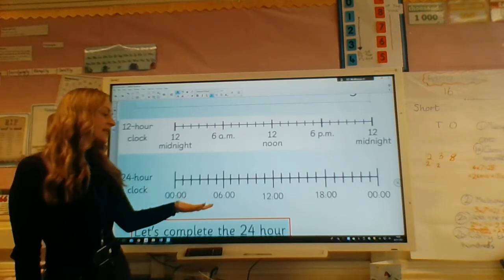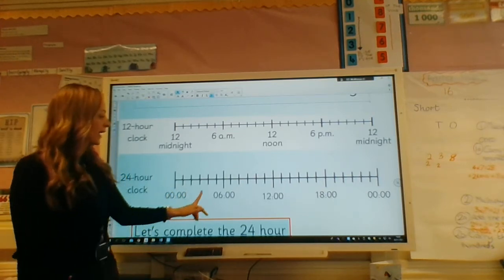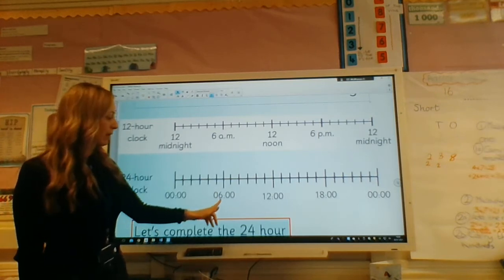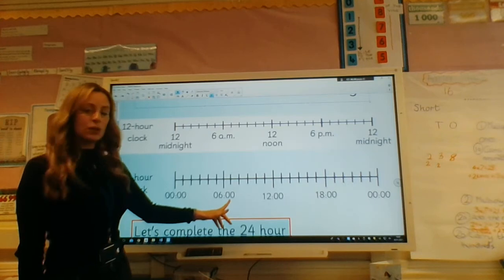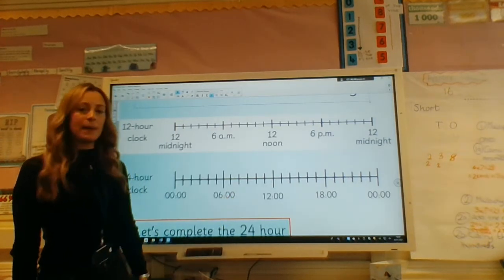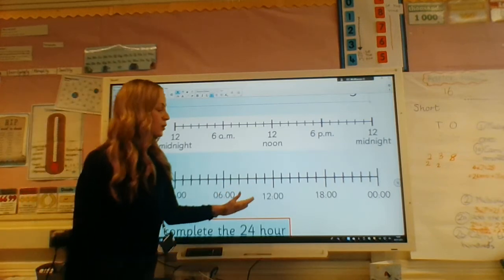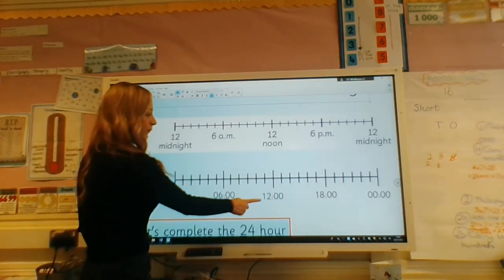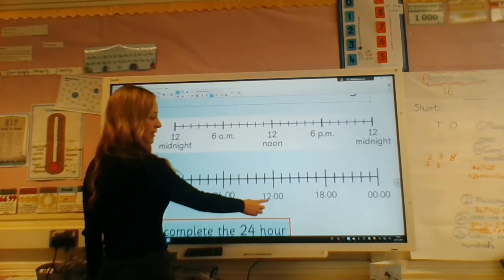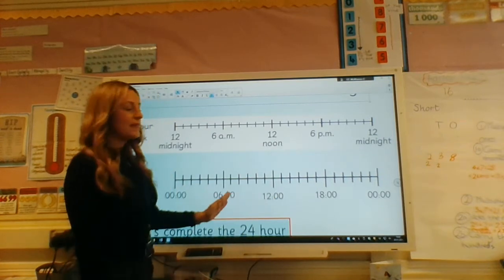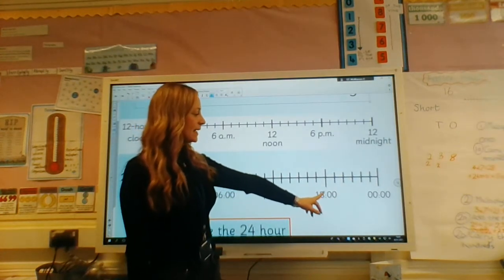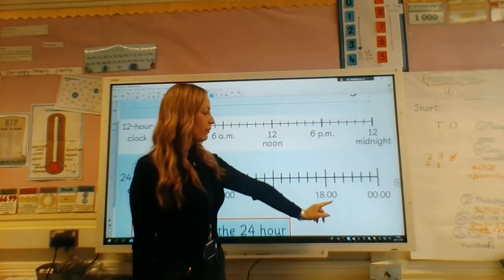And then when you get to 6 o'clock in the morning, it goes 06 because the first two numbers represent the hour and the second two numbers represent the minutes. So if it's 6 o'clock in the morning, there's no minutes past 6. Then when we get to 12 o'clock in the afternoon, that becomes 12.00. So 12 is the hour, 0 are the minutes. Then when we get to 6 o'clock in the evening, that becomes 18 hours and 0 minutes past.